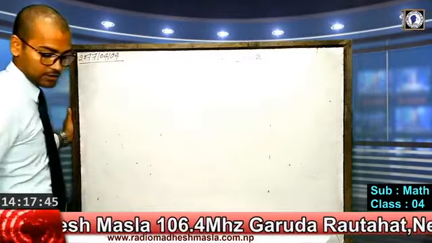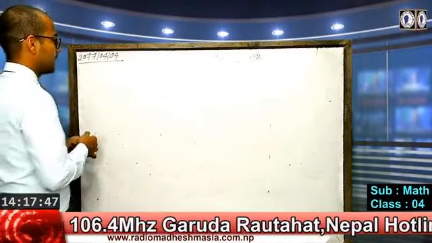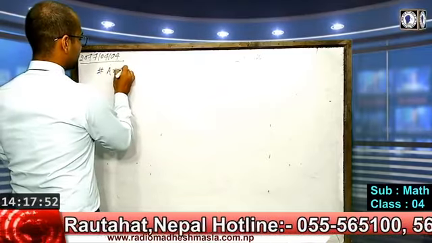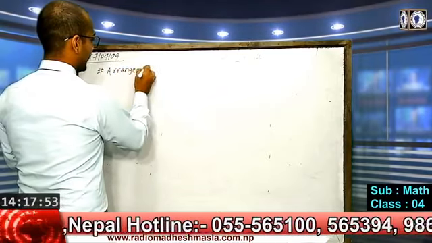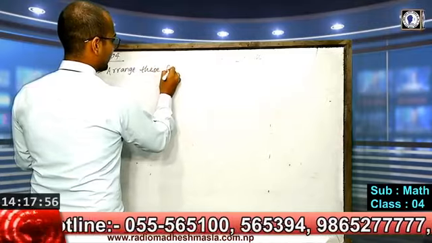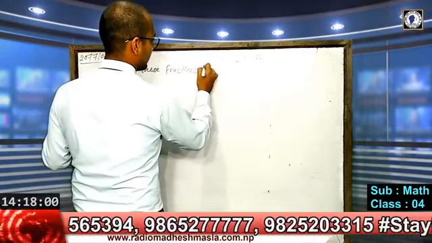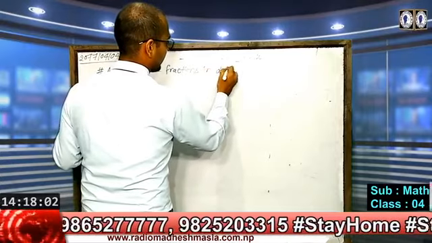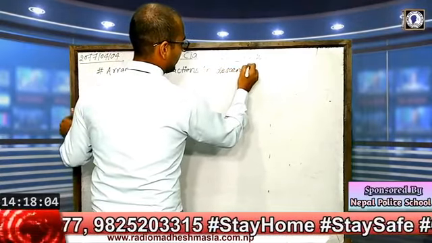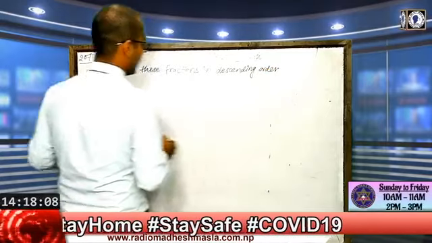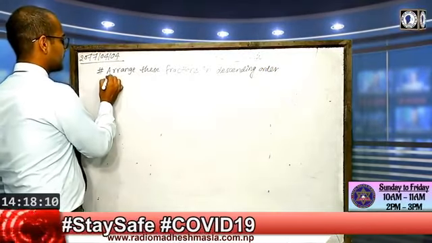Descending order is just opposite to ascending order. Yes, so your question may be like this: arrange these fractions in descending order. Yes, so for this we may have given questions like this.